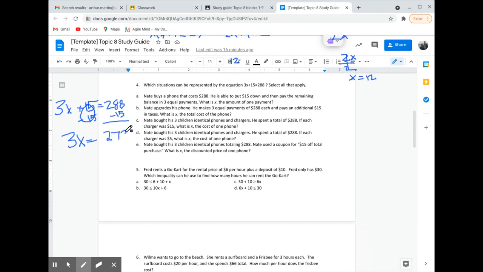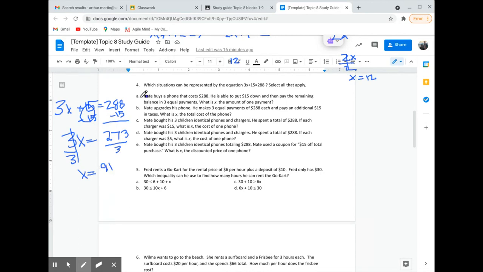273. Now to solve, we would do what Eli said. He said we would divide by 3. And so when we do that, we would get x is equal to 91. Because 3 divided by 3 is 1. 27 divided by 3 is 9.